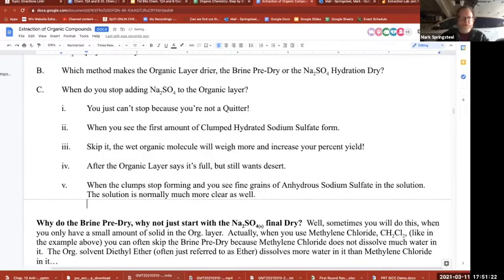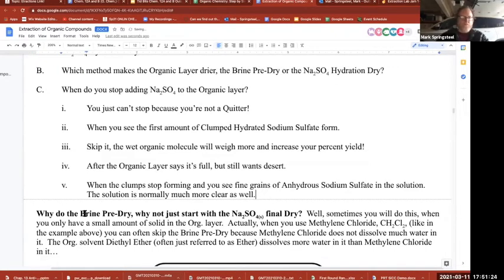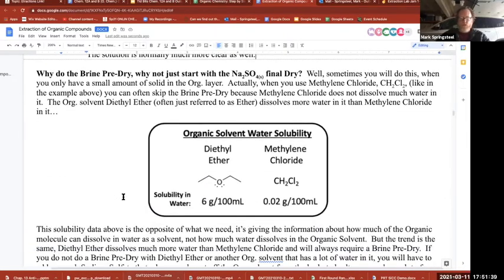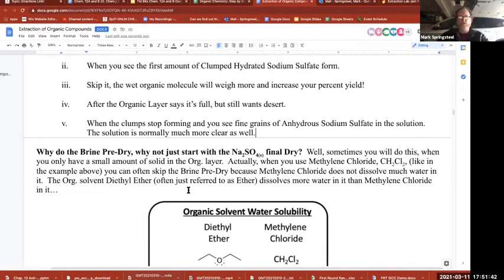Okay, so that one's pretty obvious, right? All right, so now, why do we even brine pre-dry? Why not just start with sodium sulfate, since it works and leaves your organic layer more dry? It's because if you have a fair amount of water in your organic layer, you have to add a lot of sodium sulfate, and you wind up with so much in your flask that when you decant away the liquid from the sodium sulfate hydrate, a lot of your organic layer is coating all this solid surface area of hydrate. So you wind up not getting a good yield.